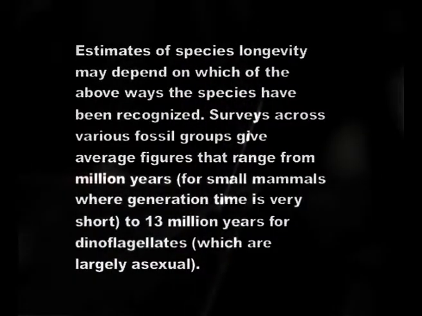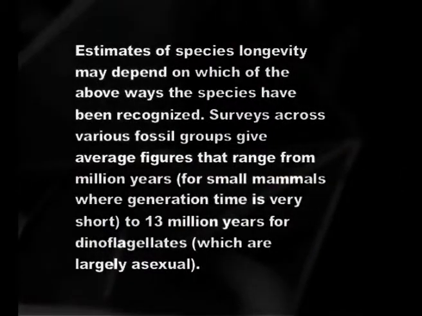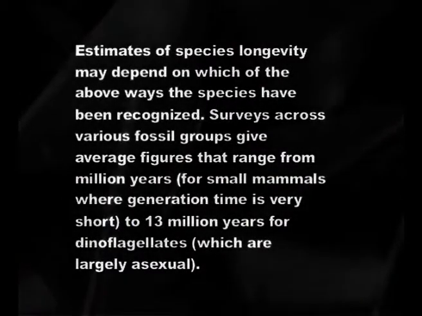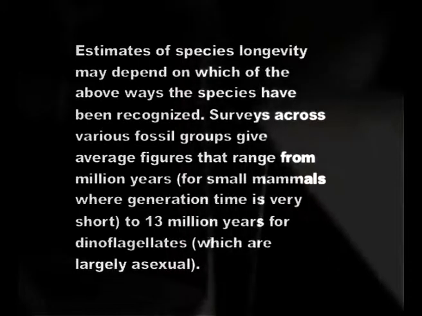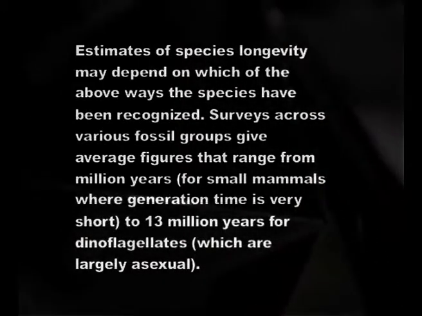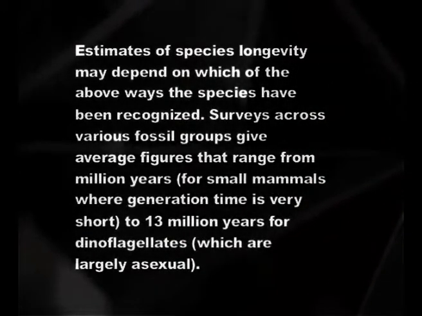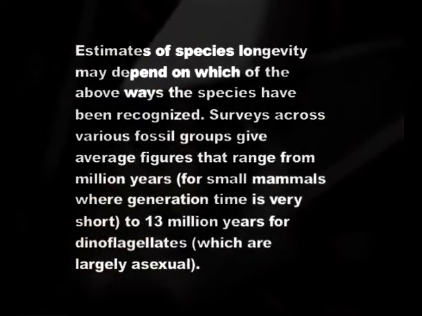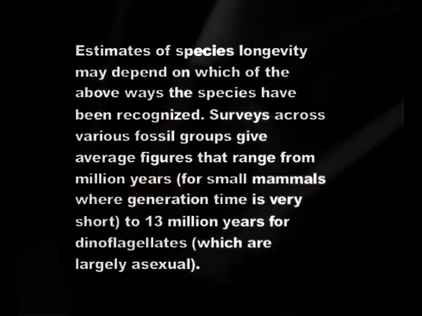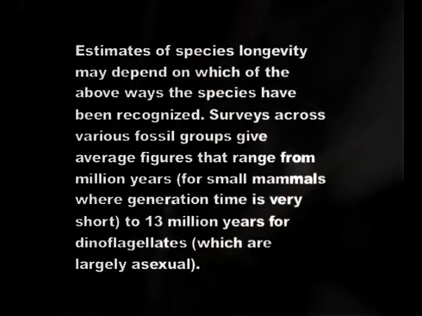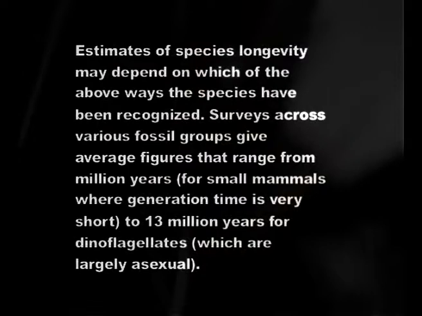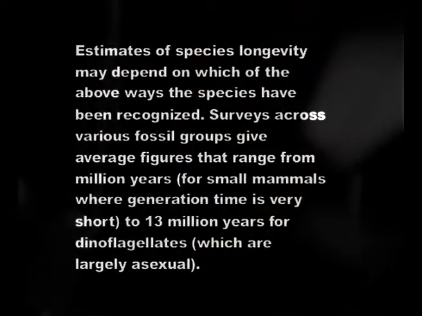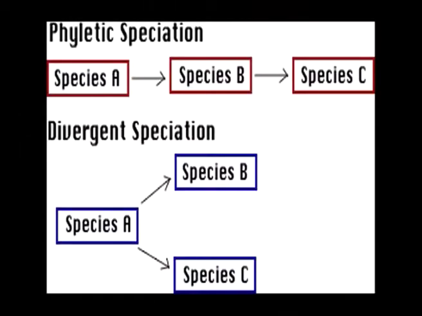The estimates of species longevity may depend on which of the above ways the species have been recognized. Surveys across various fossil groups give average figures that range from about a million years for small mammals, where generation time is very short, to 13 million years for dinoflagellates, which are largely asexual.